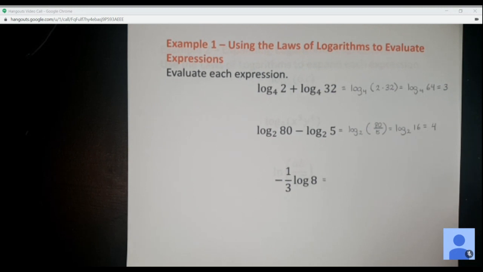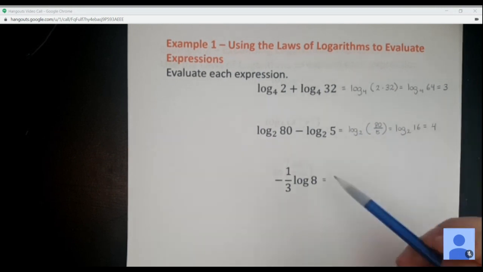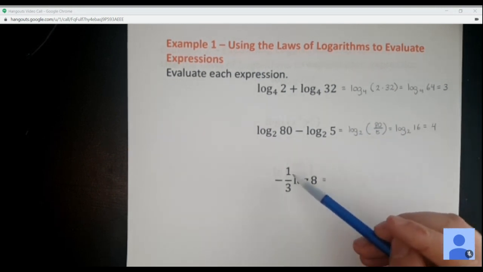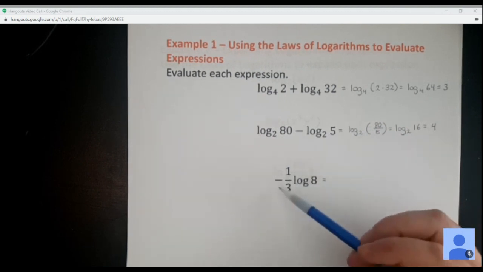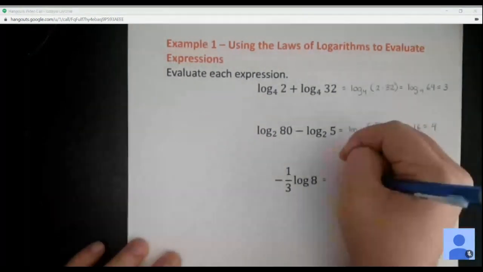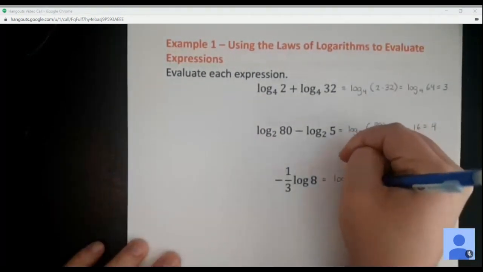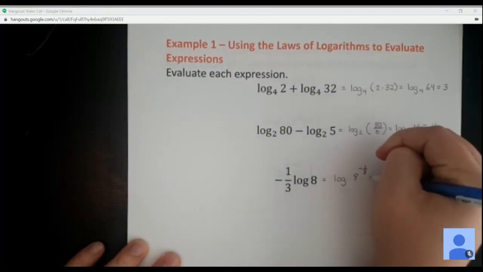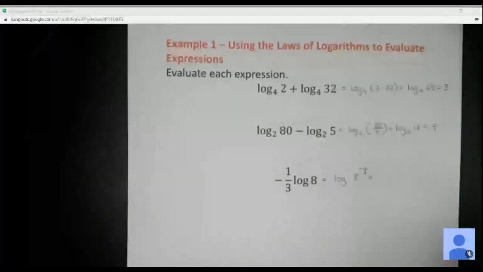Think in the actual laws, it was going the other direction. We started with an exponent and we were able to bring that to the front. So at this point, we have a value out front. We can move it into the exponent. So that's just going to become log of 8 to the negative 1/3. Good. Okay.